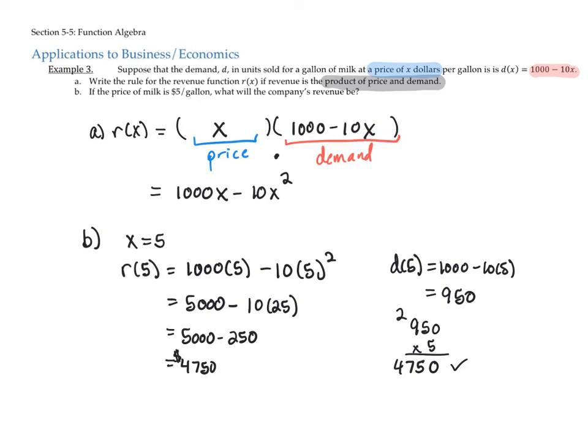And since this is a word problem, we should probably go ahead and provide a word answer. So 4,750 is the revenue for a price of $5 per gallon. So if you want to find a revenue function, you simply multiply the price with the demand function, or the price with the number sold, basically.